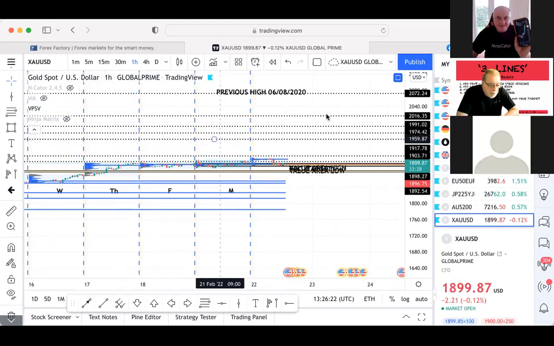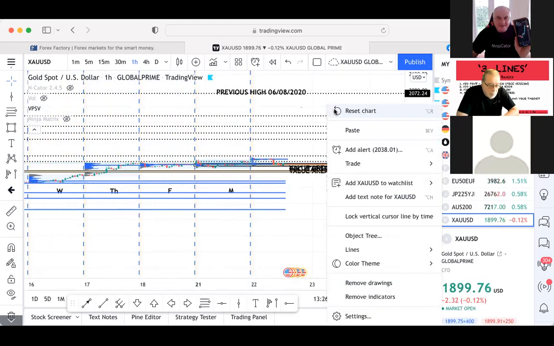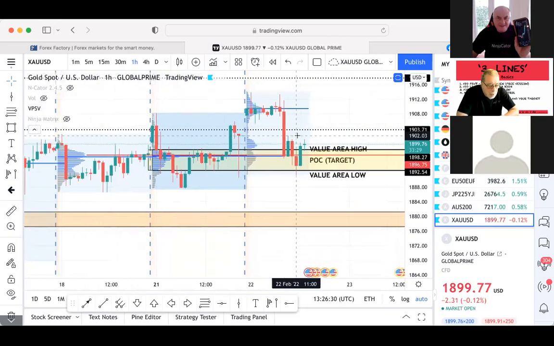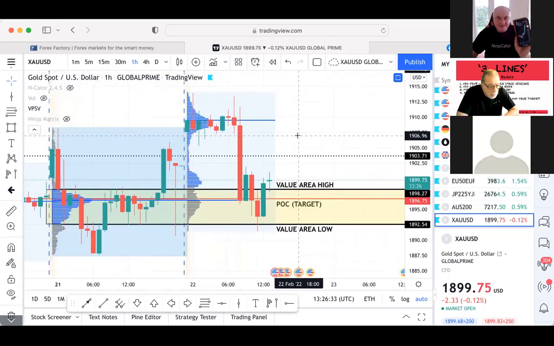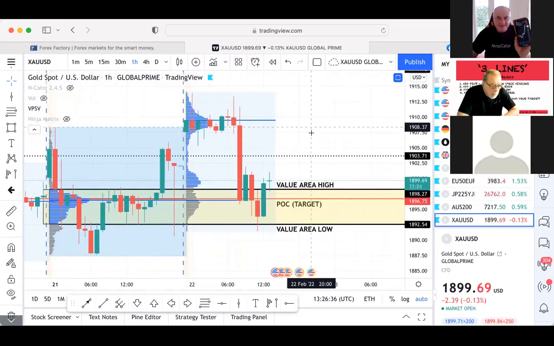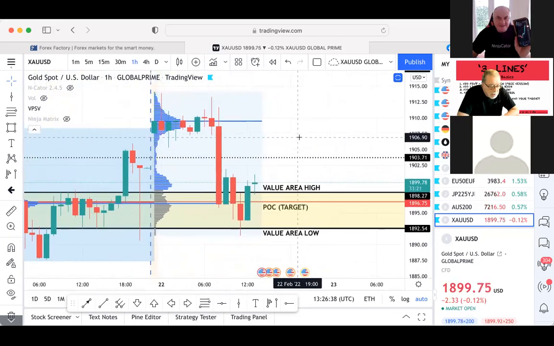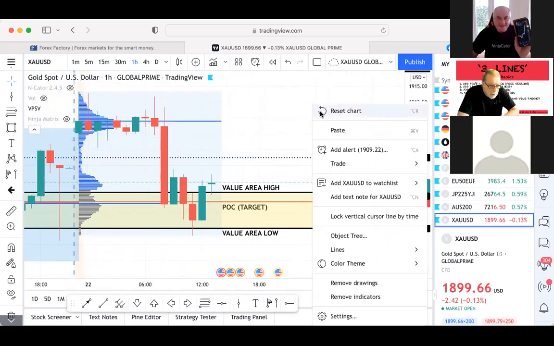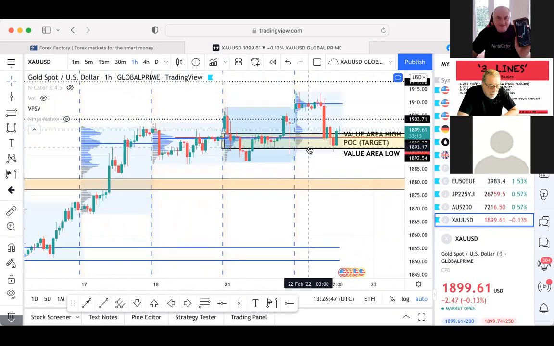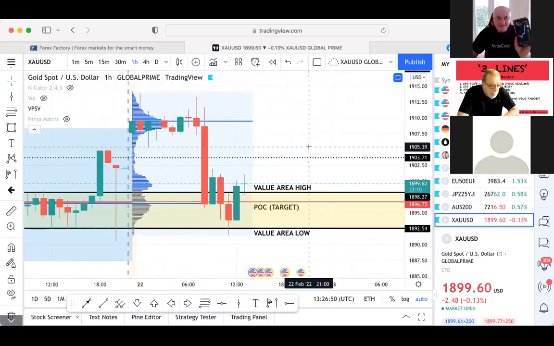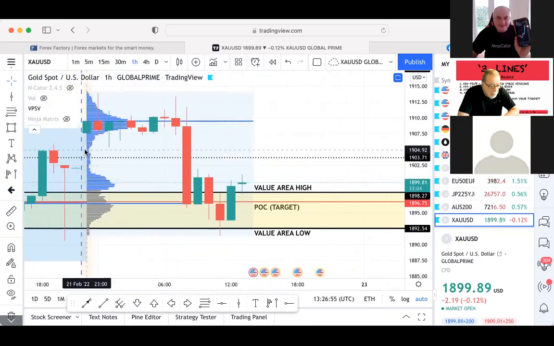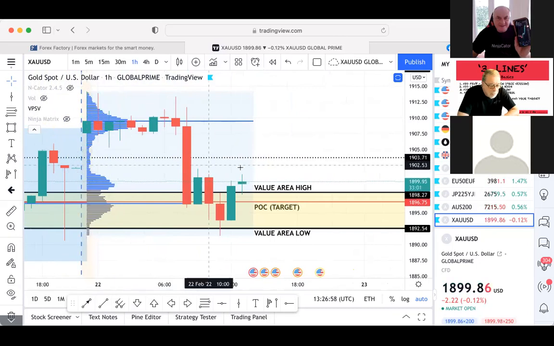So we've looked at the big picture. Let's go back and see what's currently happening. And I'll also explain how I go about entering trades using this volume profile. So we'll just look at today. This is the beginning of the day. This is where we are now. We'll go down to the 15-minute chart.